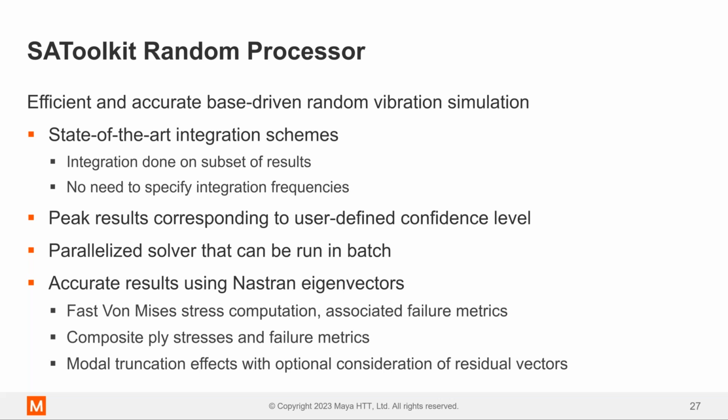Again, this is parallelized and can be run in batch. And once again, accurate results using the Solution 103 modal analysis from Nastran. It does the von Mises stress and associated failure metrics, again does composite ply stresses and failure metrics, so you can run your laminates, your composites in this, and it handles the modal truncation with residual vectors.